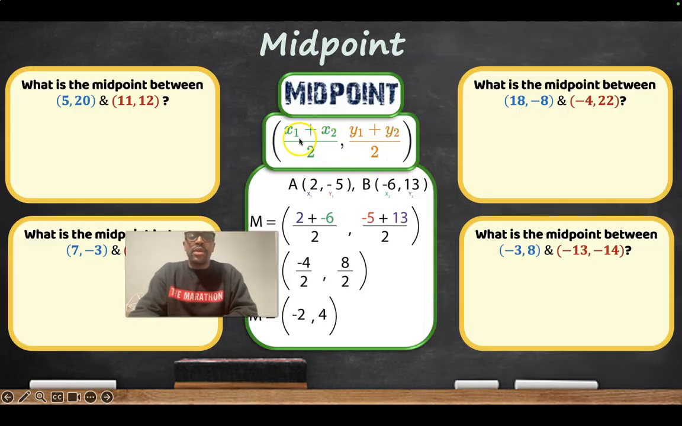The formula for the midpoint reads x1 plus x2 divided by 2, comma, y1 plus y2 divided by 2. But in layman's terms, it's the average of your x values, comma, the average of your y values.